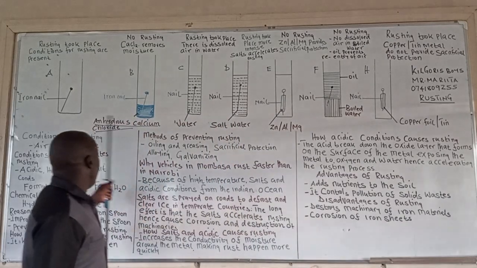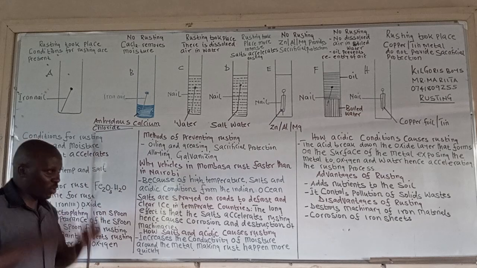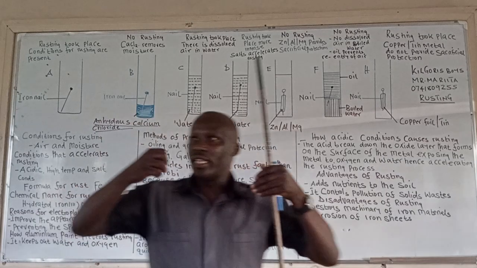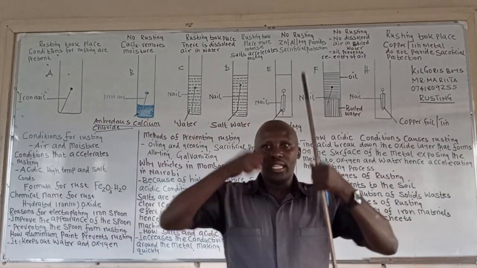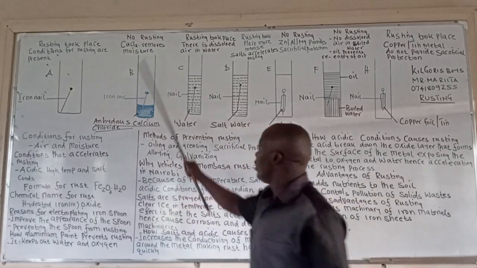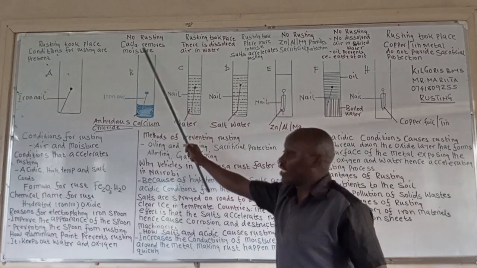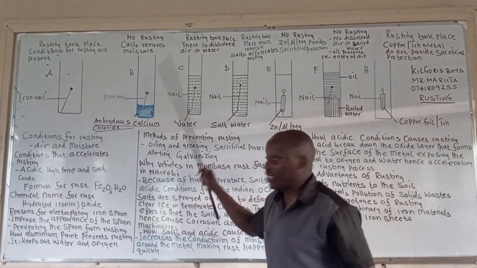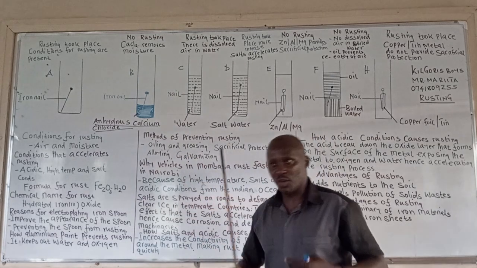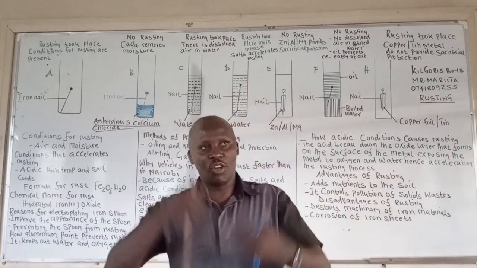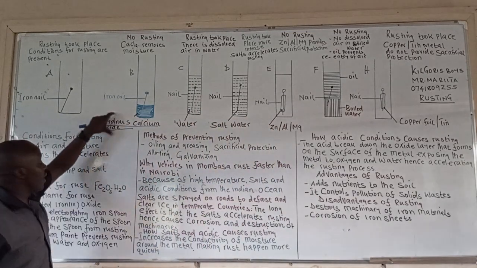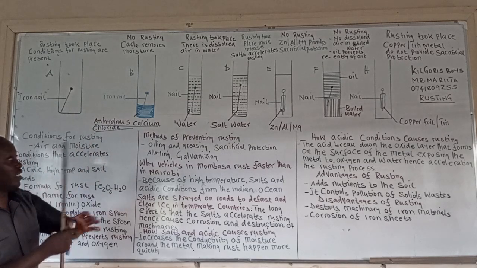Here, we know the conditions for rusting are just air and moisture. So the anhydrous calcium chloride removes the moisture, a condition required for rusting. That means in this case there will be no rusting. No rusting in test tube P because the anhydrous calcium chloride removes the moisture, a condition required for rusting. It is very important to note the purpose of this anhydrous calcium chloride in this experiment.